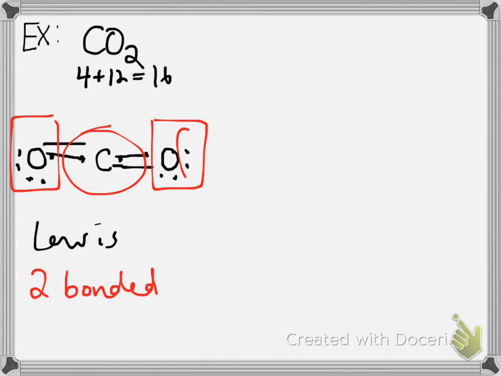No. Remember, this is a lone pair. That's what a lone pair looks like. There's none. Right. 0 lone pairs. Okay. When I have 2 bonded atoms and 0 lone pairs, this is also linear. Okay? It's a little bit different, but it's the same thing.